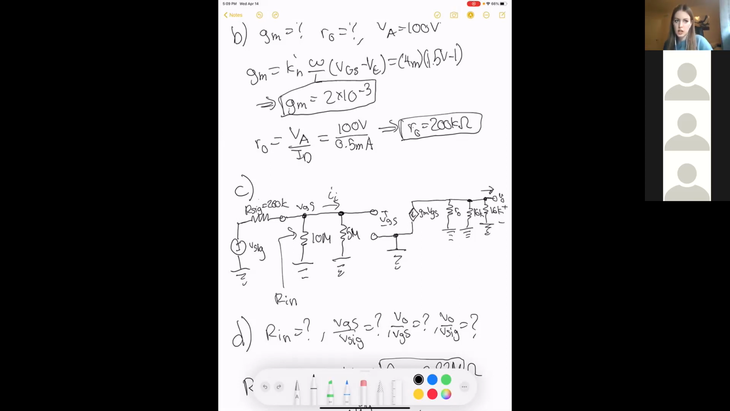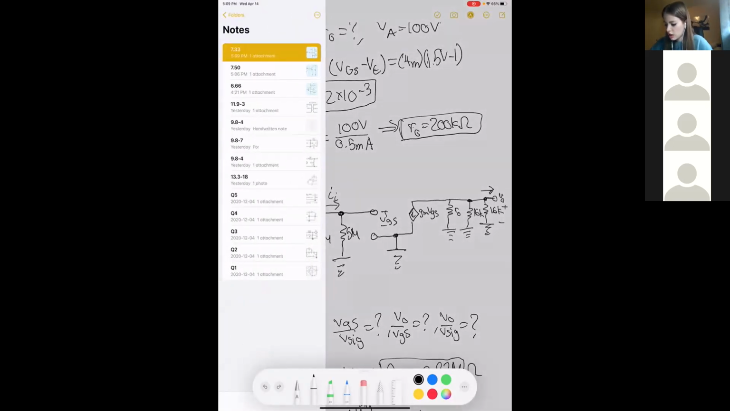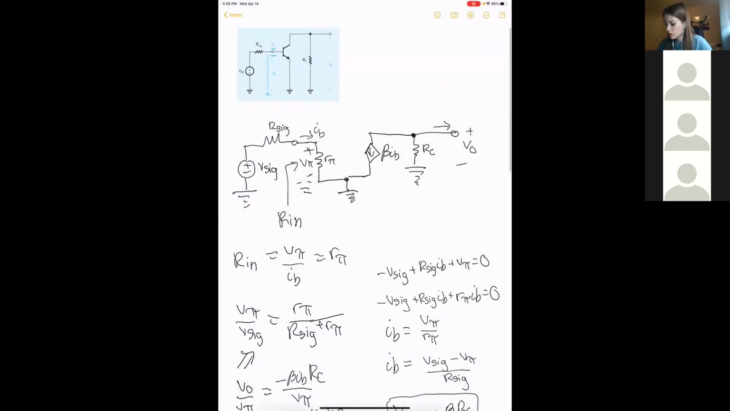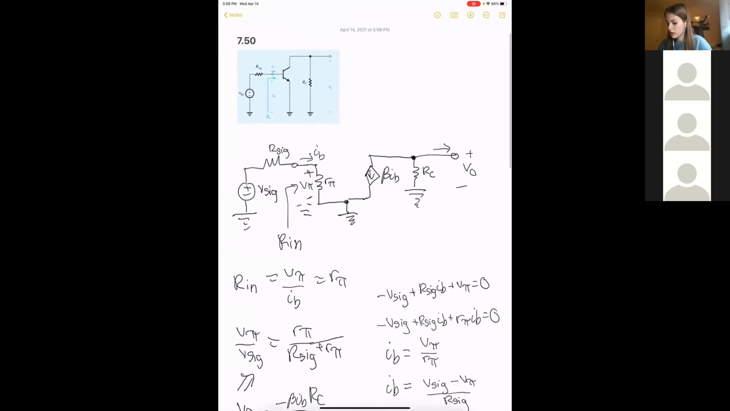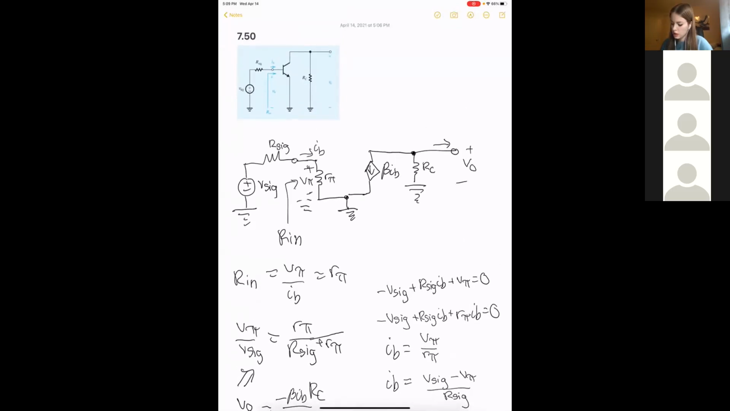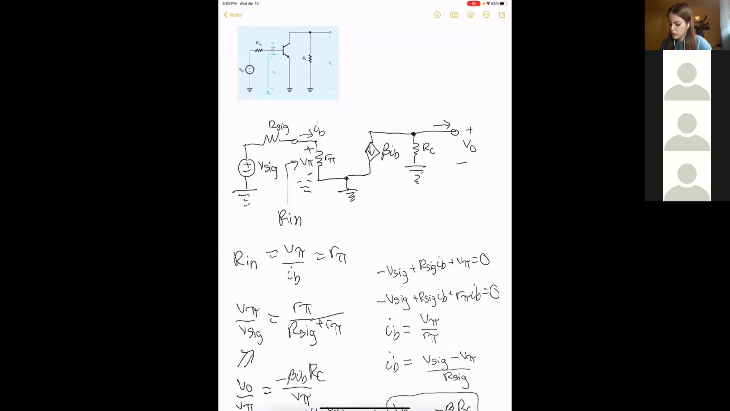For BJT, again, if you had channel modulation, you would have ro in parallel as well. So it adds an extra resistance. It does make things a little trickier, less clean, but it's not terrible.